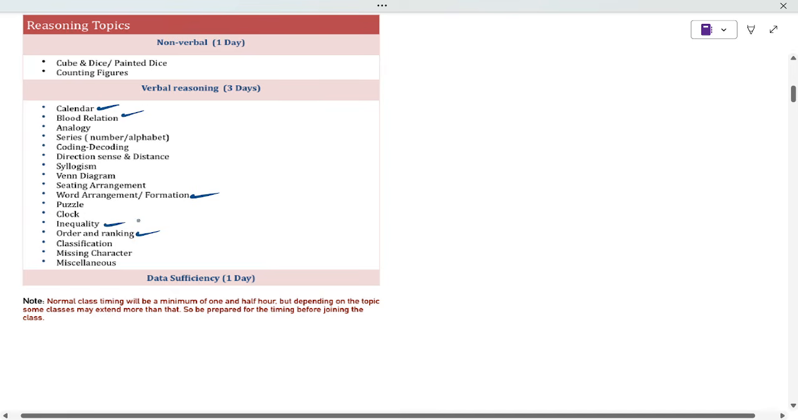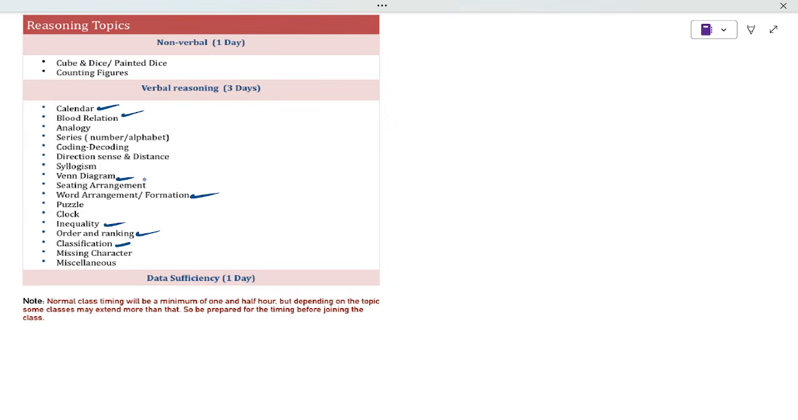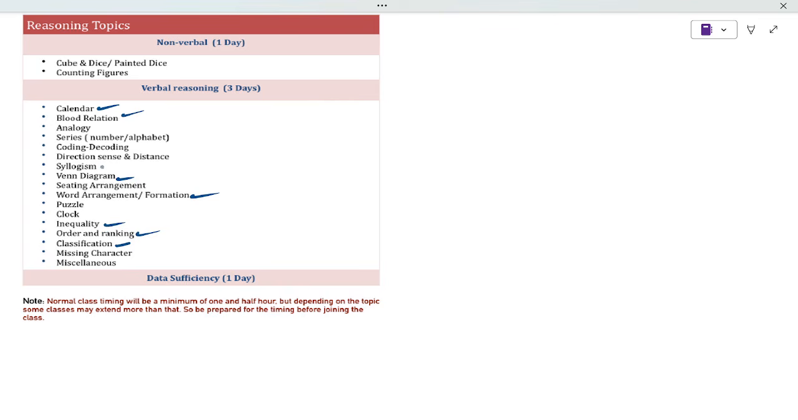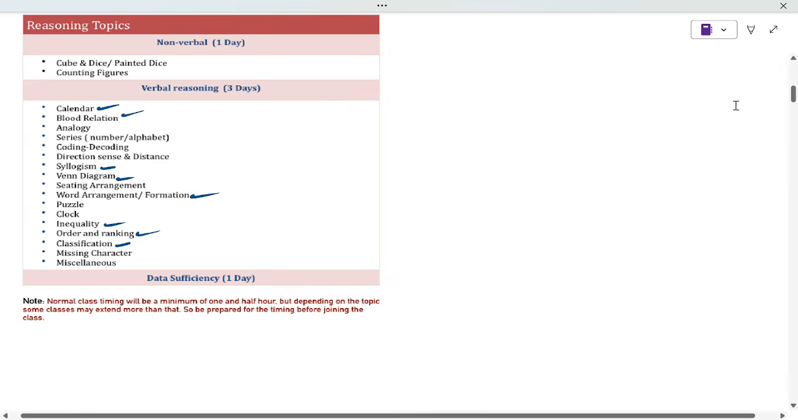Let's talk about inequalities also. We talked about classification in the last class, and then Venn diagram. This is not maths, this is about reasoning, so very easy. And then we'll discuss some logical reasoning tonight, syllogism. And let's see, if time permits, then we'll talk more.